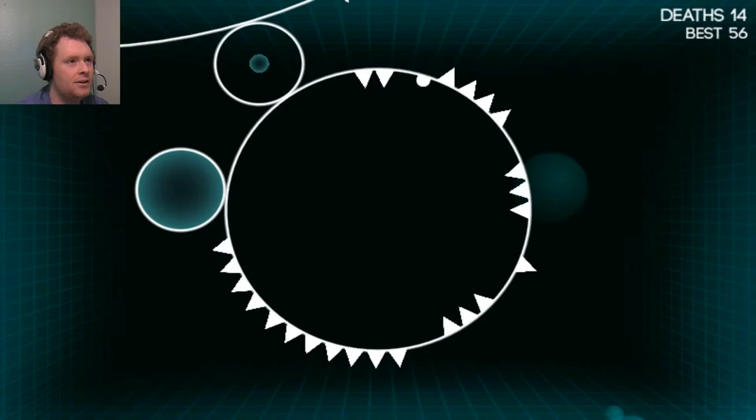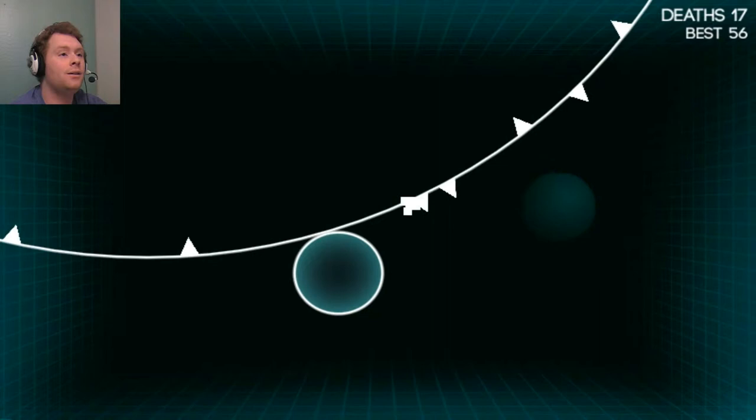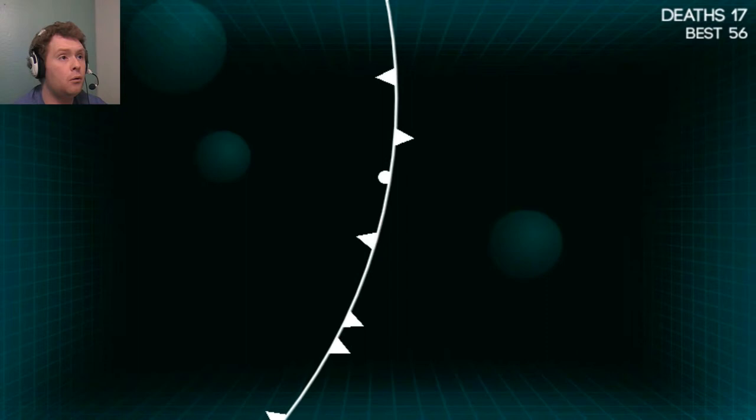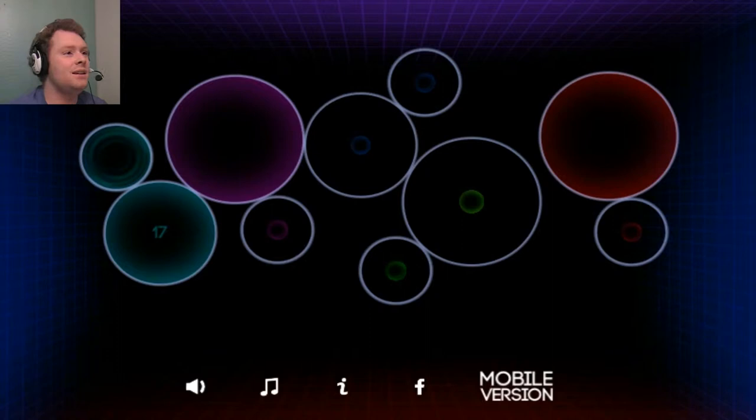I want to do this in under... why do I keep jumping? These things are messing with me. I don't know what the red spikes do, and I don't want to find out. I have a feeling that they're really bad. Hey! Alright, did it. So that 17 is down to.